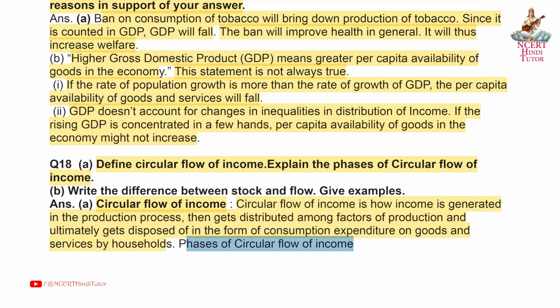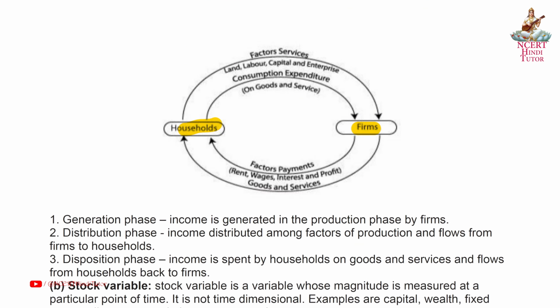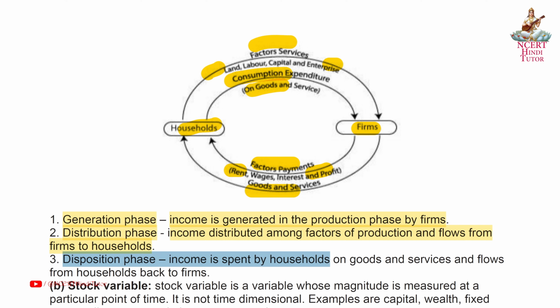Phases of circular flow of income: households, firms, factor services (land, labor, capital and enterprise), consumption expenditure on goods and services, factor payments (rent, wages, interest and profit), goods and services. First, generation phase. Income is generated in the production phase by firms. Second, distribution phase. Income is distributed among factors of production and flows from firms to households. Third, disposition phase. Income is spent by households on goods and services and flows from households back to firms.